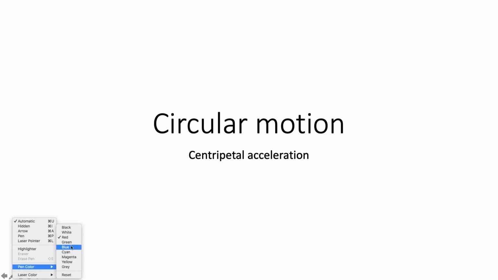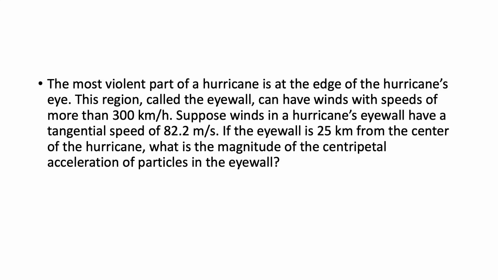Oh, let's be blue. All right, so we're talking about circular motion, and in part of circular motion, centripetal acceleration. What we mean by that is basically the acceleration the object has as it's spinning around. So let's take apart this question.